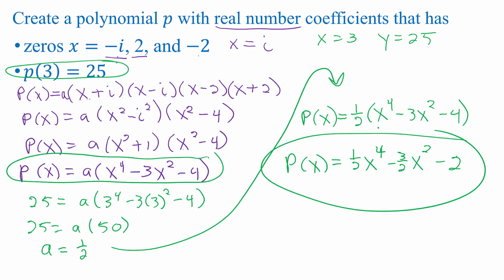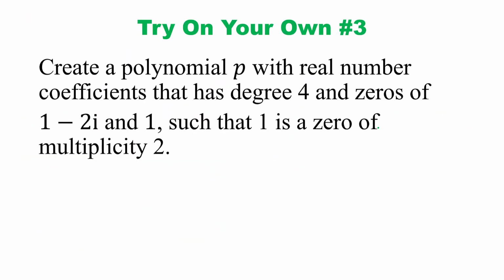Now, last of all here, try on your own. Number 3 is to create a polynomial p with real number coefficients that has degree 4 and zeros of 1 minus 2i and 1, such that 1 is a zero of multiplicity 2.